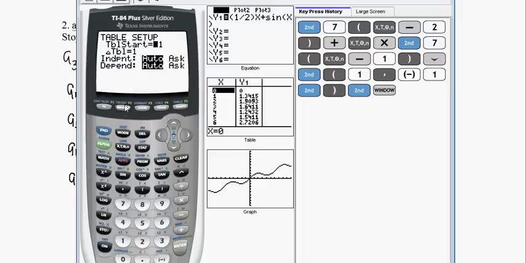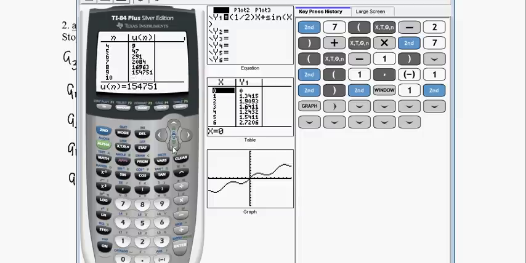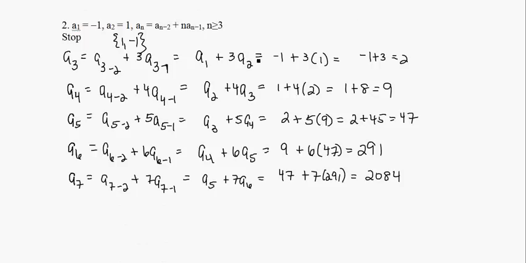Let's go to table set. I'm going to start at 1 and go up by 1, and then let's go to table, and then here are our values. So negative 1, 1, 2, 9, 47, 291, 2084, and so on. Okay, it gets pretty big, pretty fast. All right, so that's how you use the graphing calculator to do recursive sequences, as well as doing recursive sequences without a calculator.